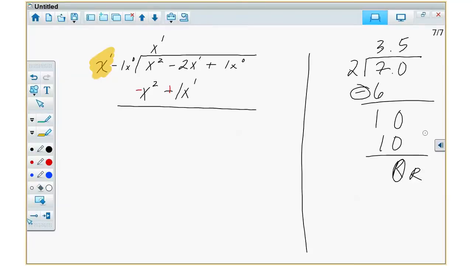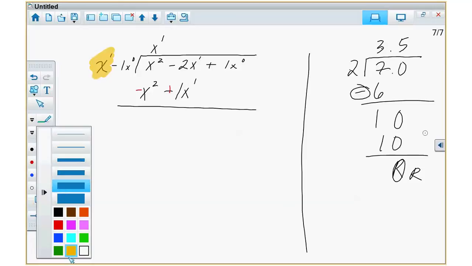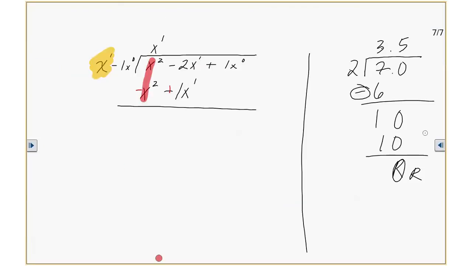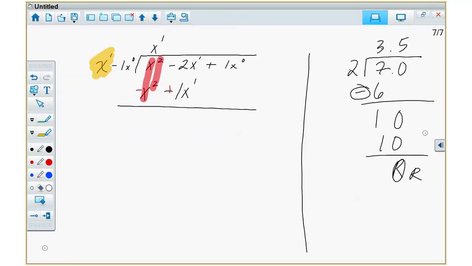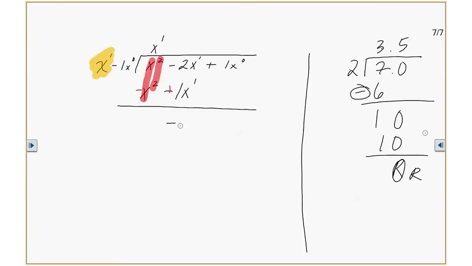All right? And what will happen 100% of the time with that first column? It will cancel. Is that supposed to happen? Yes. That will cancel. And then, what is negative 2x plus 1x? Negative 1x. And then the 1 comes down to help out.